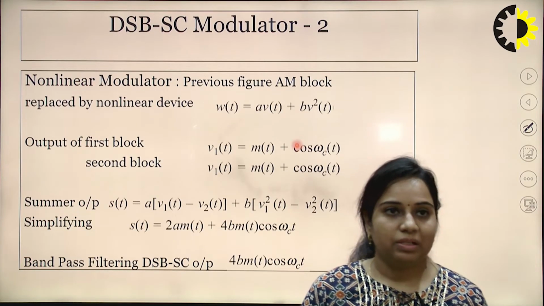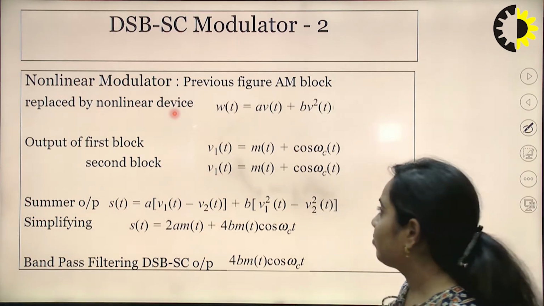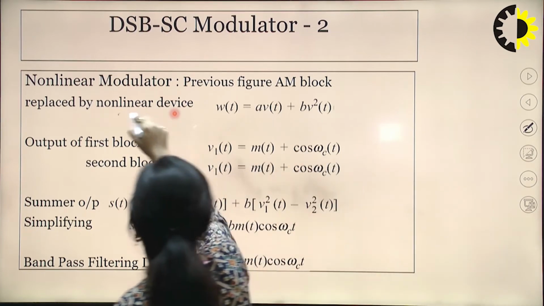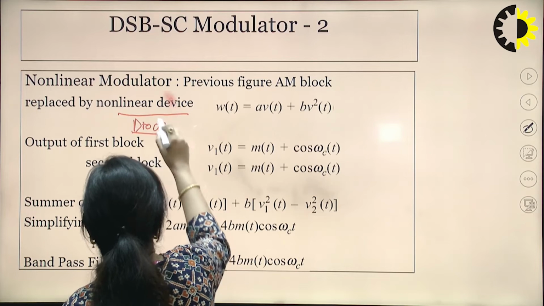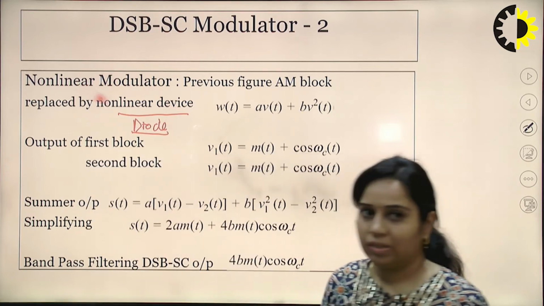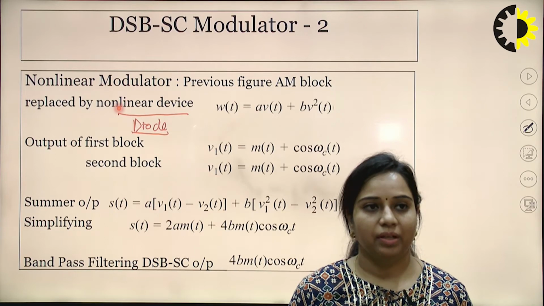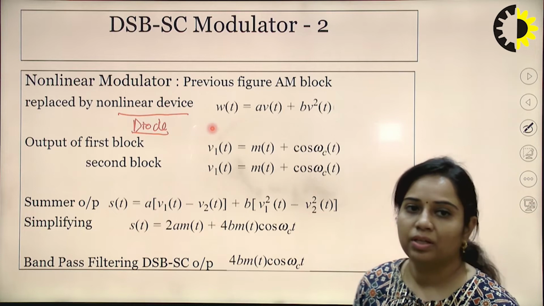Now next we will see the nonlinear type of modulator. So in the previous figure, the amplitude modulator is replaced by a nonlinear device. Now nonlinear device is nothing but a diode, because it has nonlinear IV characteristics, that is, the current voltage characteristic of a particular diode is nonlinear in nature. So it is very easy to design any modulator using this diode.